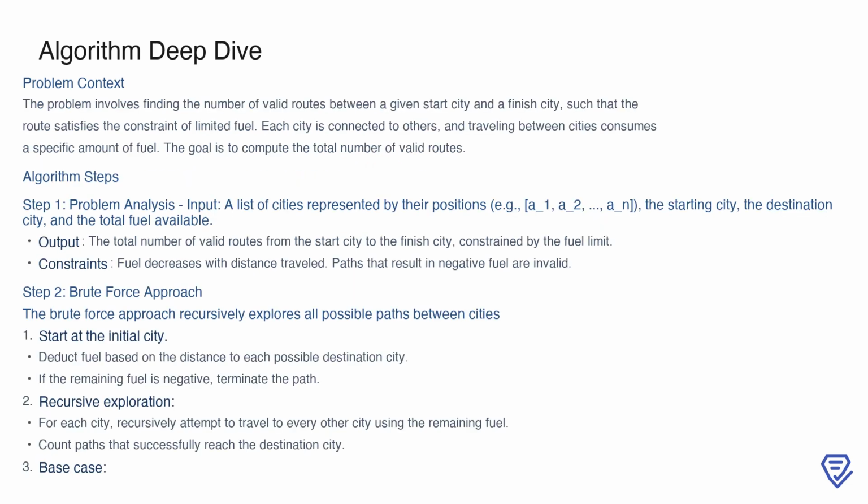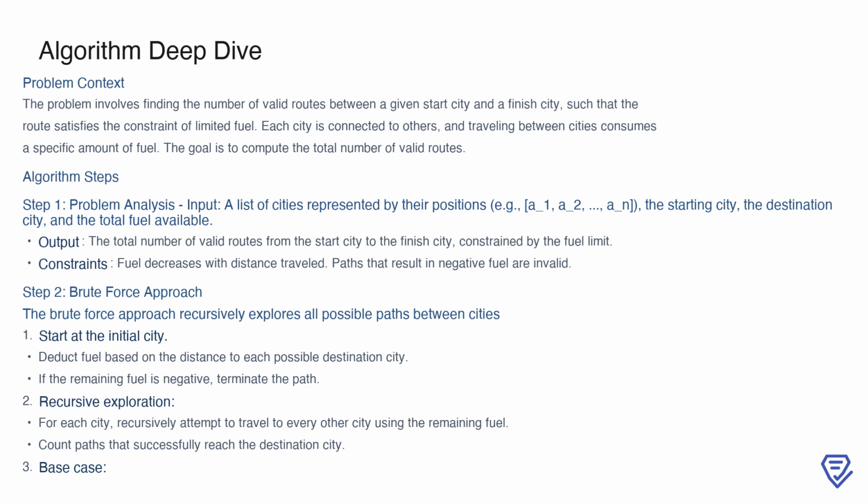In this problem, the goal is to calculate the number of valid routes between a starting city and a destination city, under a fuel constraint. Each city is represented by its position, and traveling between cities consumes a specific amount of fuel based on the distance between them. The challenge lies in ensuring that the fuel never goes negative while counting all possible routes that satisfy the constraints.